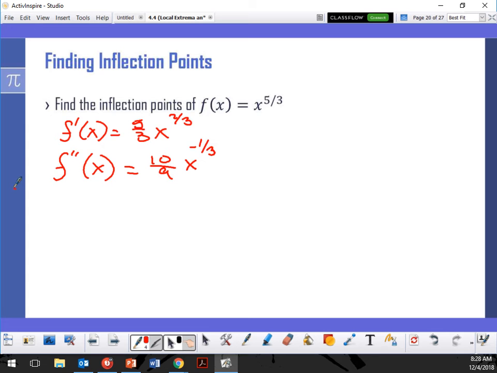Okay, so now let's take a look here. Given this information, set it equal to 0. So 0 equals, now I'm going to rewrite this so I don't have the negative exponent. So now it's going to be 10 over 9 x to the positive 1/3. If I bring this exponent down to the denominator, it changes from negative to positive, right?